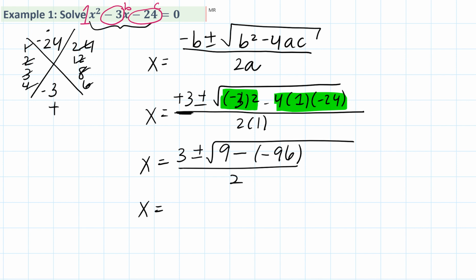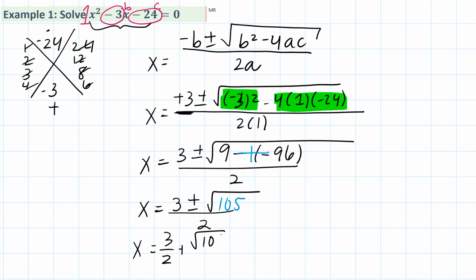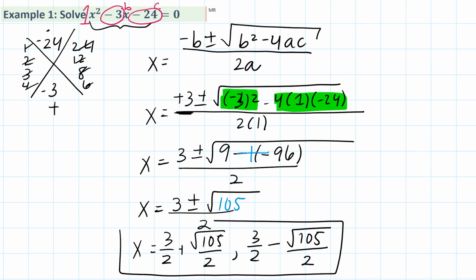So I have x equals 3 plus or minus the square root of 9 minus a -96. That turns into 9 plus 96, which gives me 105, all over 2. And then finally, I'm going to break this apart. So I have my two solutions. X equals 3/2 plus square root of 105 over 2, and 3/2 minus square root of 105 over 2. Here are my two solutions.